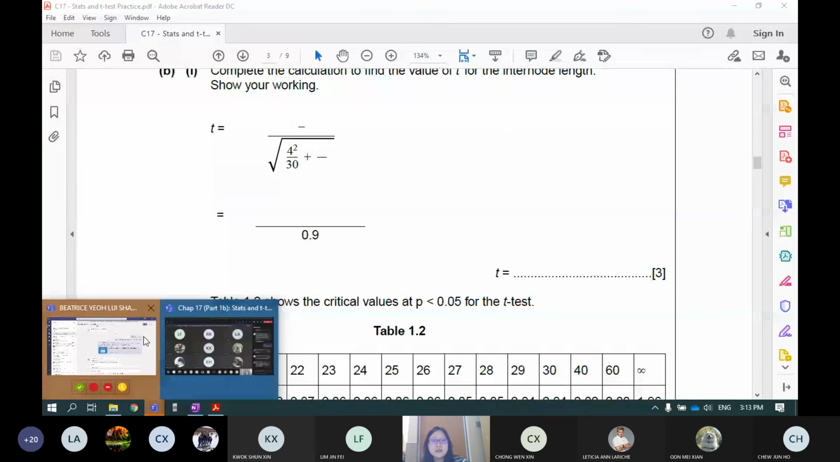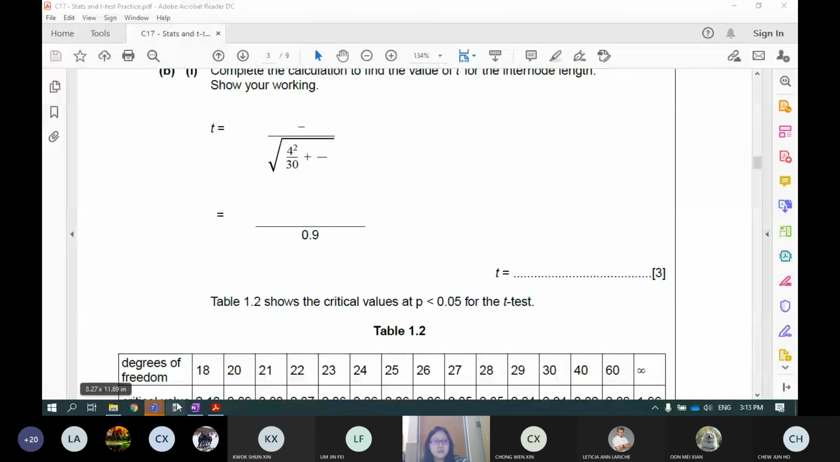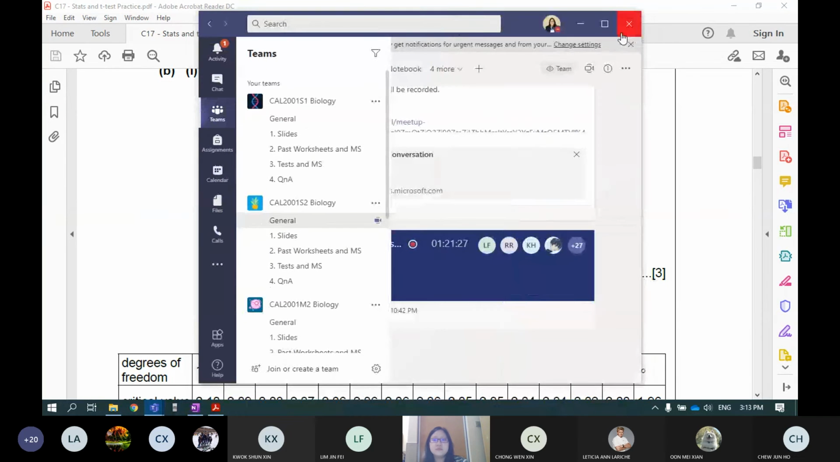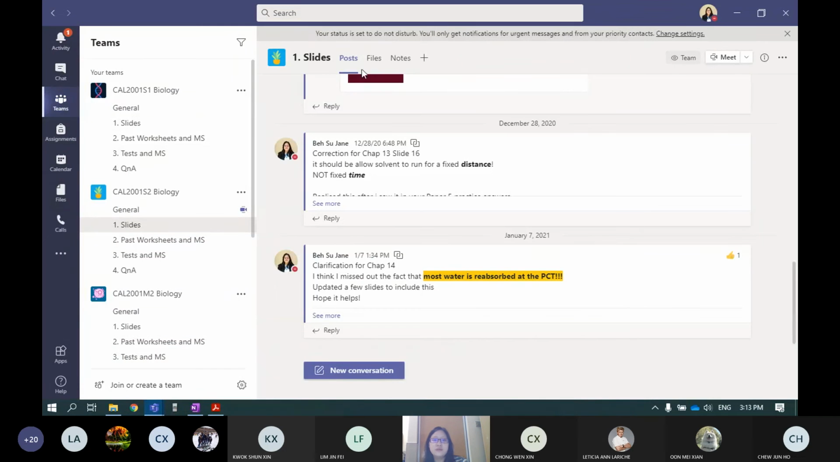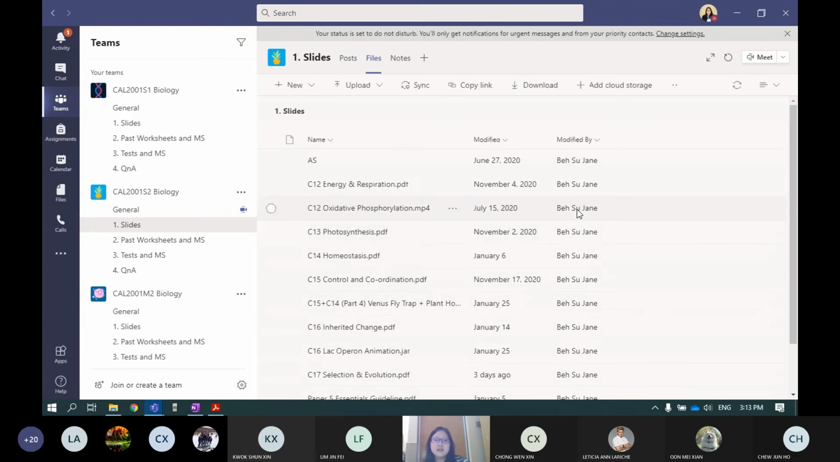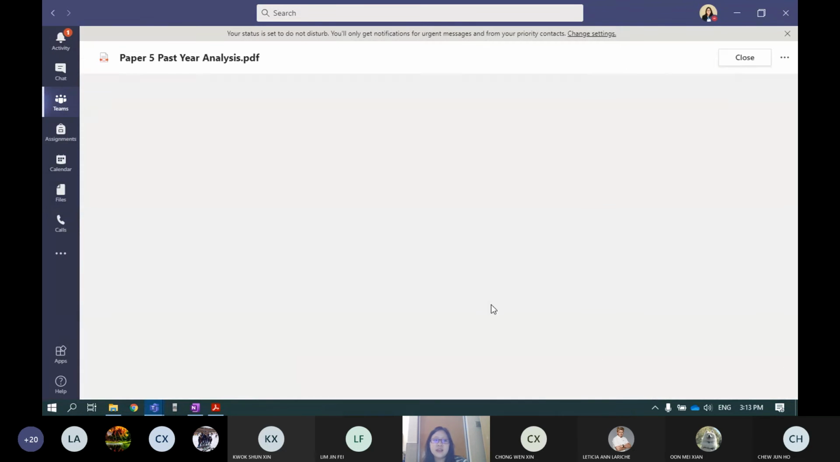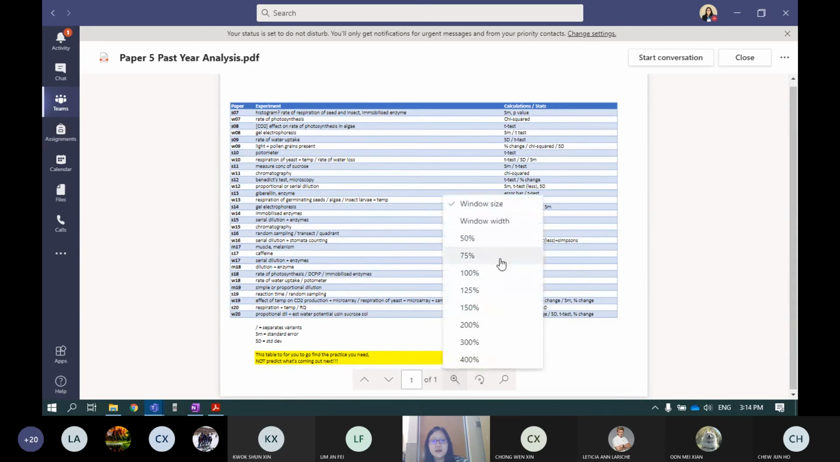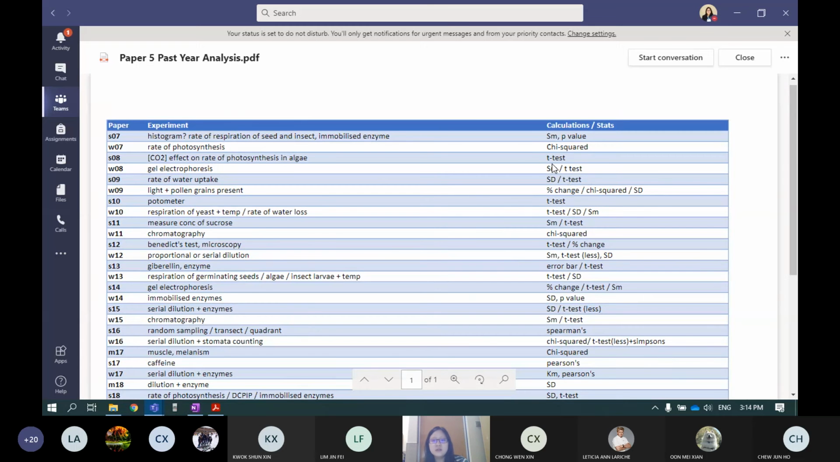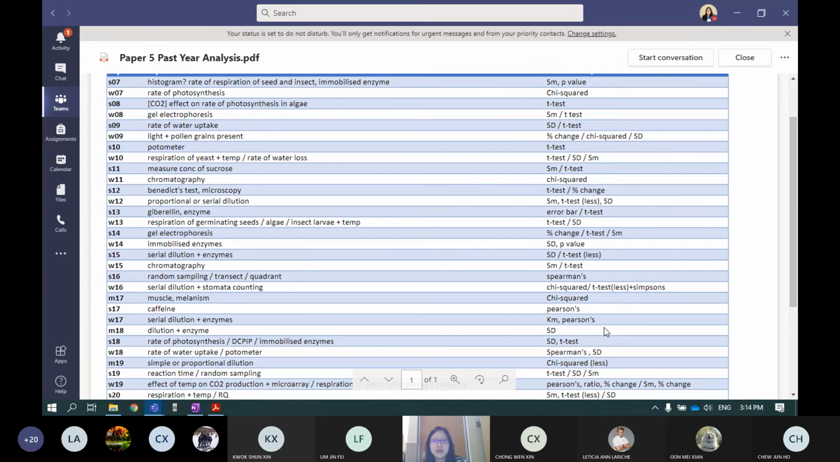To find those past years, just a reminder, I have it for you. If you go to your slides channel, and then go to your files tab, there is something called paper 5, past year analysis. It's a PDF and a little table telling you what year came out with what. Not for you to predict, it's to find the past year papers. So you can look at all these different places to get t-test practice.